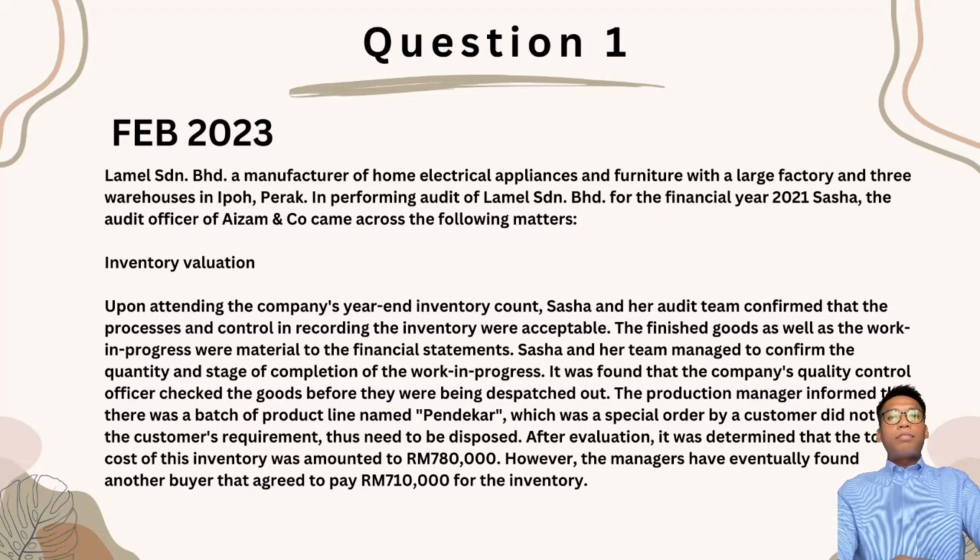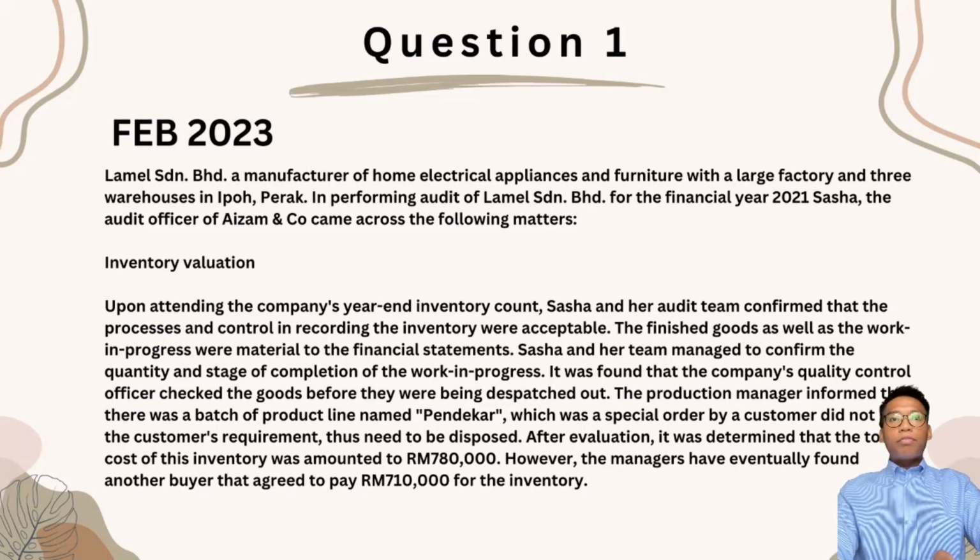For inventory evaluation, upon attending the company's year-end inventory count, Sasha and her audit team confirmed that the processes and controls in recording the inventory were acceptable. The finished goods as well as the work in progress were material to the financial statements. Sasha and her team managed to confirm the quantity and stage of completion of the work in progress. It was found that the company's quality control officer checked the goods before they were dispatched.